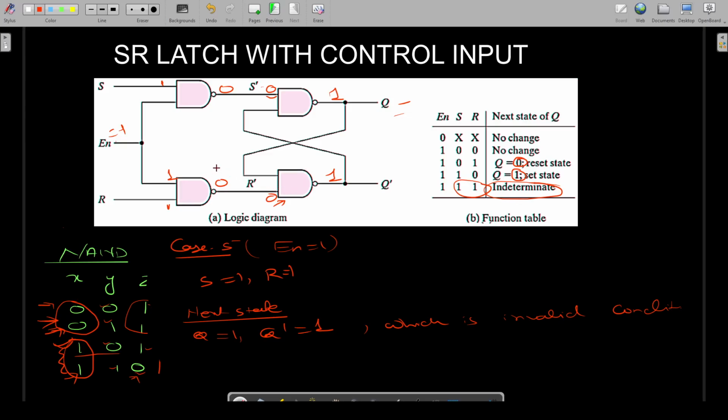And in the next video, we'll see about D latch. What is D latch and why it is called D latch, that we will see in the next video.